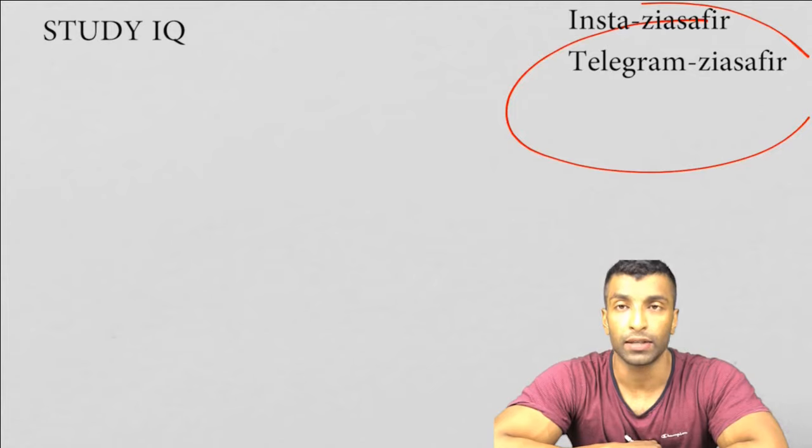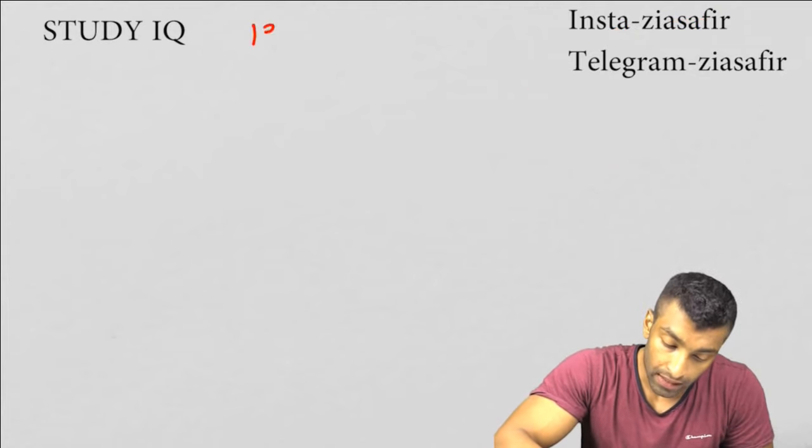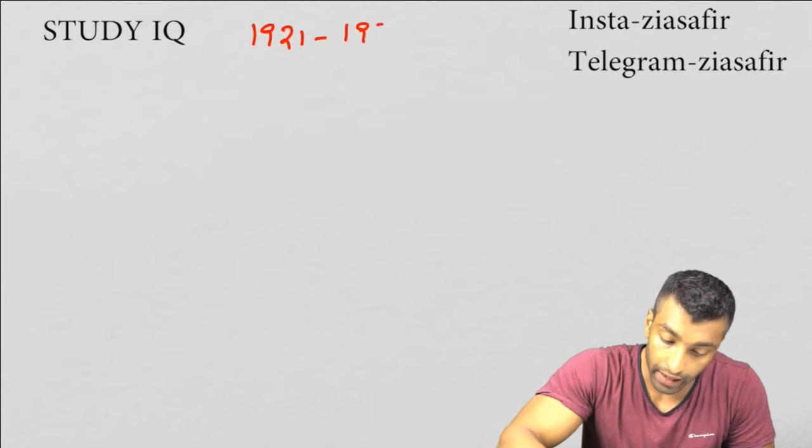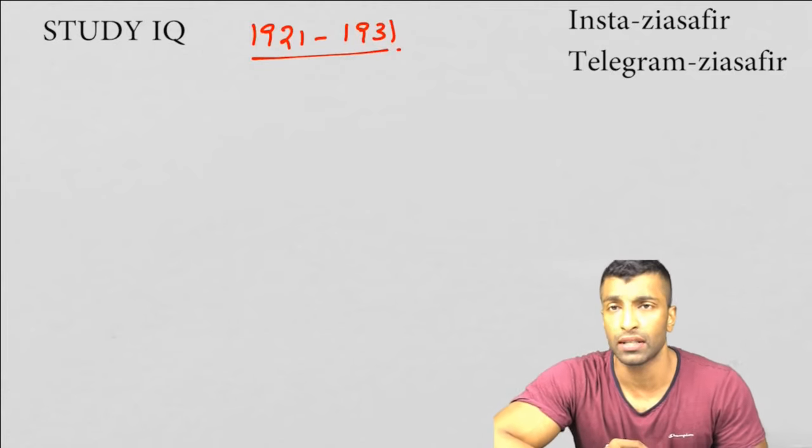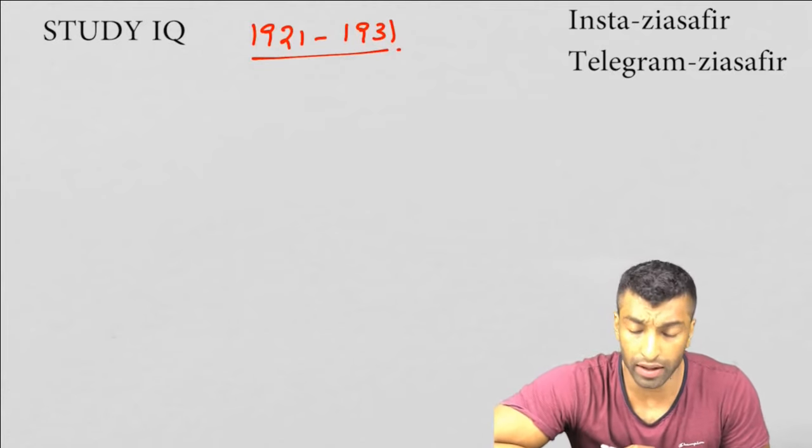Okay, so let's get started. We are going to start this new phase, 1921 to 1931. This period is what we are going to discuss, and this discussion will be done in two parts.